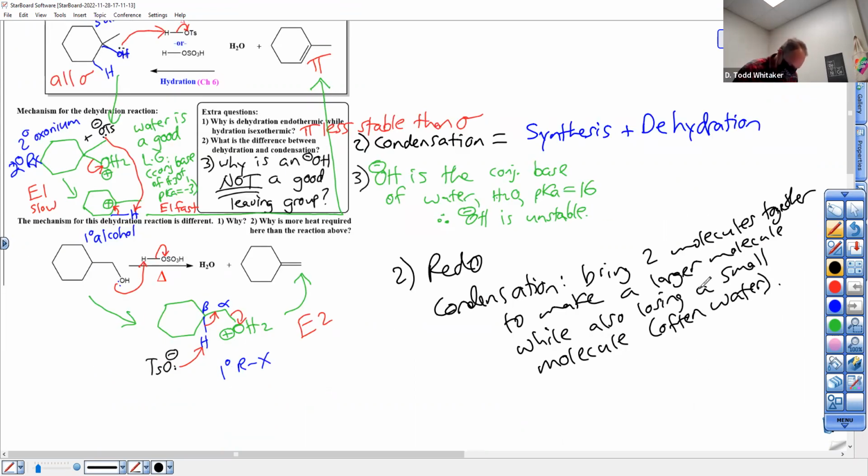And dehydration: a molecule loses water. It's that simple, everybody.